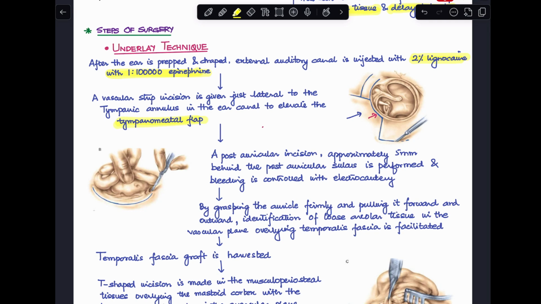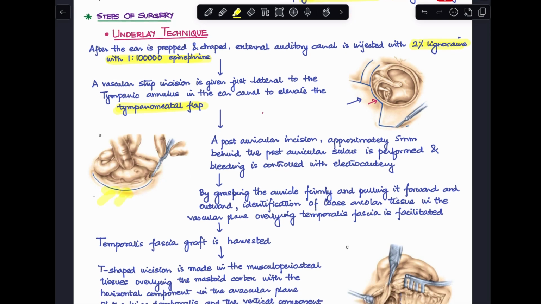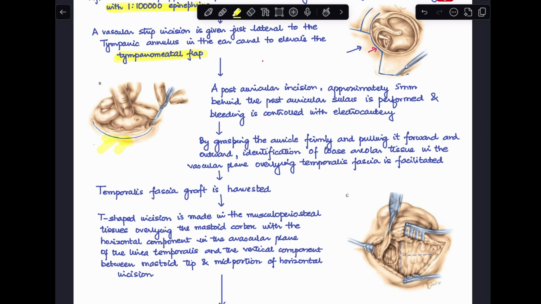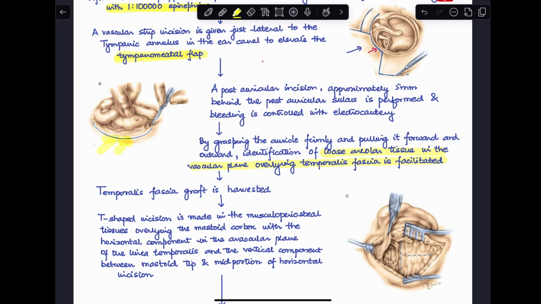Next, a post-auricular incision, as seen here, is given approximately 5 mm behind the post-auricular sulcus, and bleeding is controlled with electrocautery. By grasping the auricle firmly and pulling it forward and outward, you first identify the loose areolar tissue in the vascular plane overlying the temporalis fascia. After you have identified this area, you first harvest the temporalis fascia graft.